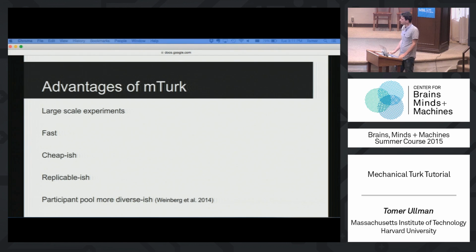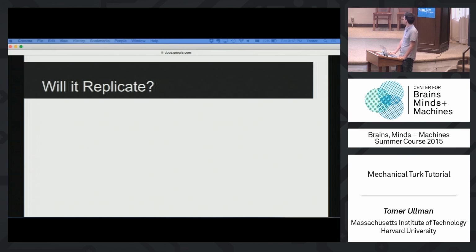So yay Mechanical Turk, but there are some things like implicit biases that social psychologists care about where you don't know if the effect is something like age or something like that. I don't know if this matters to a lot of you, but it's important to keep in mind for those of you who do. Here's this point about will it replicate?